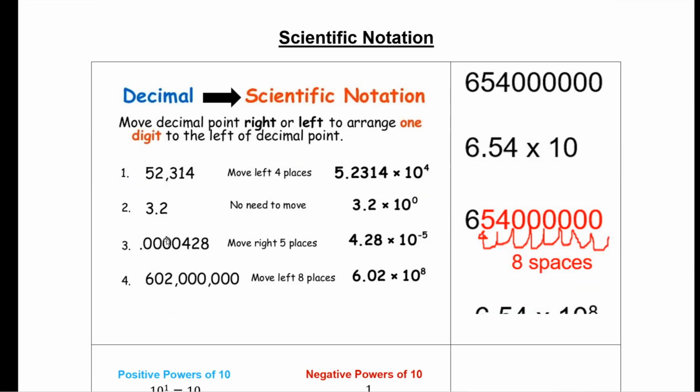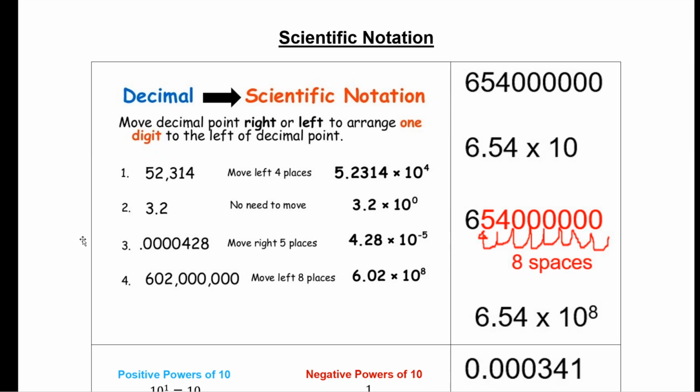All right, so scientific notation is just a way to write very large or very small numbers in a compact way without removing any significant figures from those numbers that we write. So we're going to move the decimal to the right or to the left to arrange it to where there's 1 digit to the left of the decimal point. Therefore, the numbers are between 1.0 and 9.9.